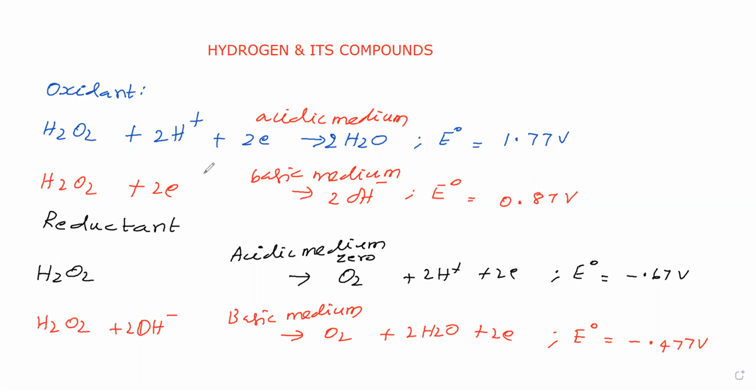Okay. Next we will see basic medium. We'll see oxidant basic medium E naught compared with reductant E naught, which is higher. Oxidant E naught is high in basic medium. Oxidant E naught in basic medium, let us compare with reductant E naught in basic medium, which is having the higher value. Oxidant basic medium E naught value is higher than reductant E naught value. Therefore, we can say hydrogen peroxide is a powerful oxidizing agent and a poor reducing agent. So we are concluding hydrogen peroxide is acting as an oxidizing agent as well as a reducing agent.